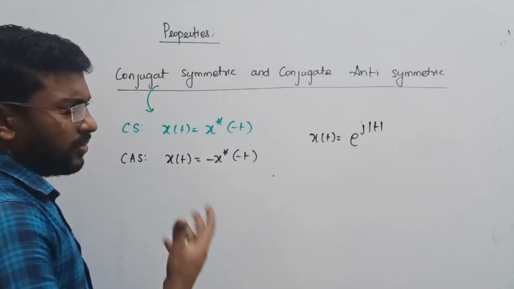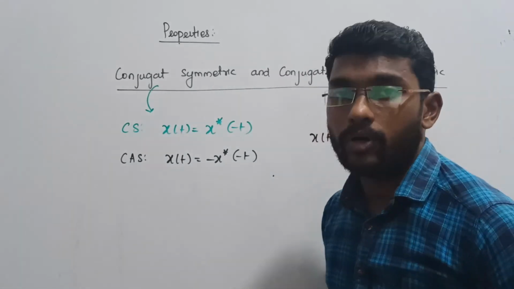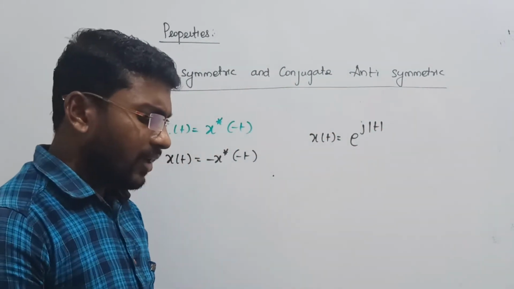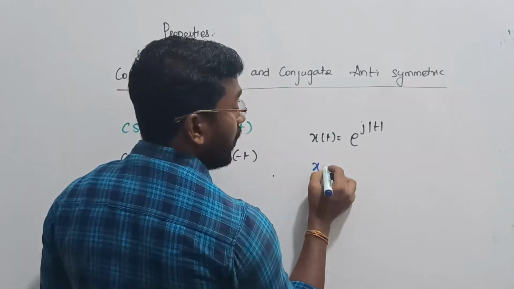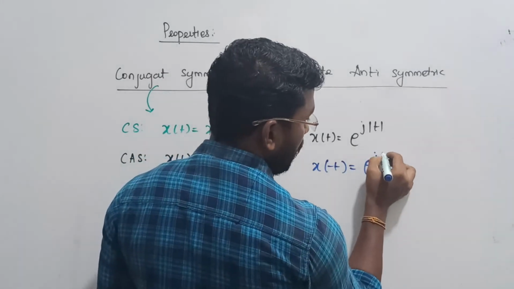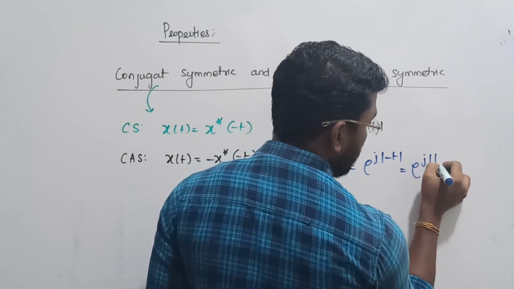So conjugate symmetric means we are dealing with complex signals. There are both real and imaginary parts, right? Anyway, let us proceed with this. Now, just to find out the value of x of minus t first: x of minus t is e power j mod of minus t, but what we know is it will be equal to e power j mod t only.